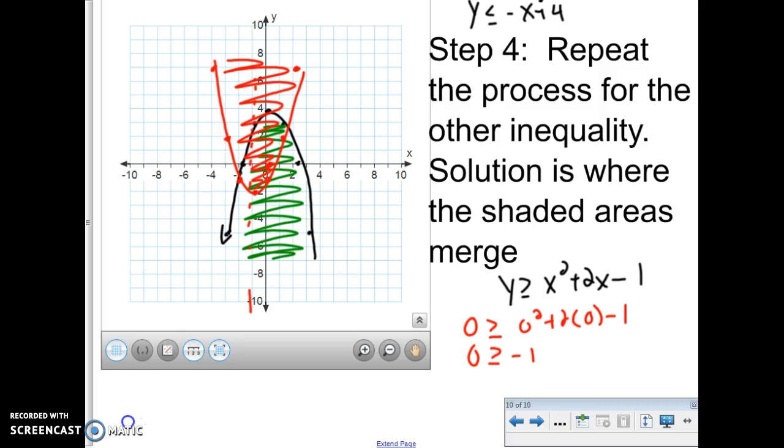And where the colors connect, that's where my solution is. So all my solutions are right in the middle where the two intersect. I'll ask you guys to try the next one.